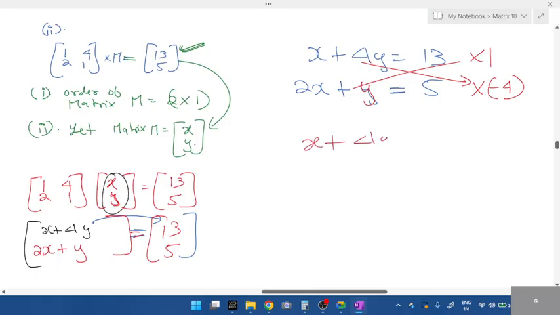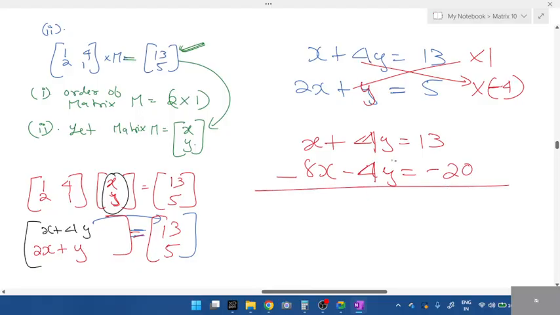X plus 4y is equal to 13. Next one, minus 4 into 2. Minus into plus is minus. 4 twos are 8, very good. Next one, minus 20. Just because I multiplied into minus, we are getting minus 4y. Why did I multiply into minus? So that we can cancel.